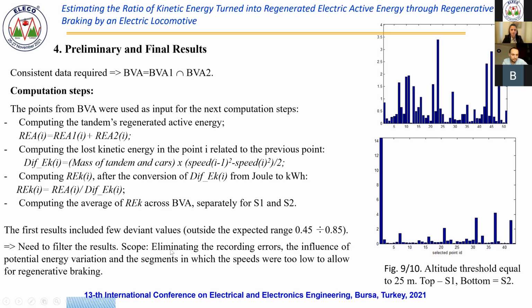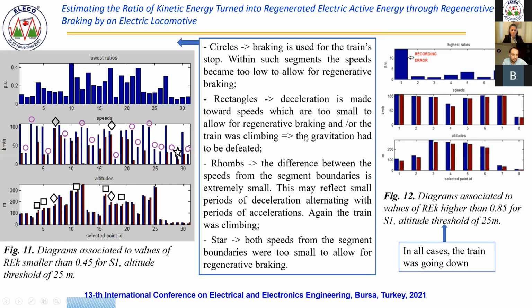The scope was to eliminate the recording errors, the influence of potential energy variation, and the segments in which the speeds were too low to allow for regenerative braking. In the left part, you can see the case of lowest ratios under the value of 0.45. Again, I used some markers. Circles are mentioning the cases when braking was used for the train final stop. Within such segments, the speeds became too low to allow for regenerative braking.